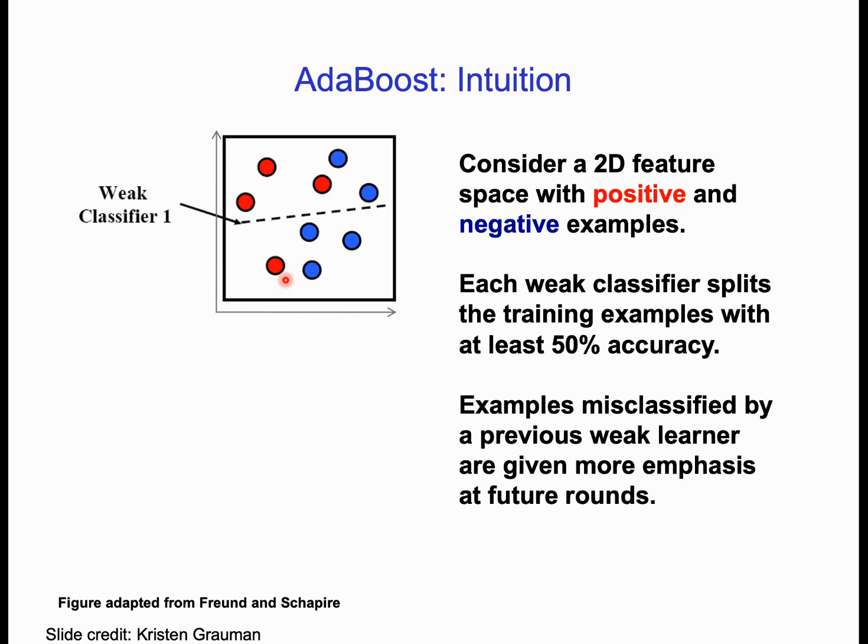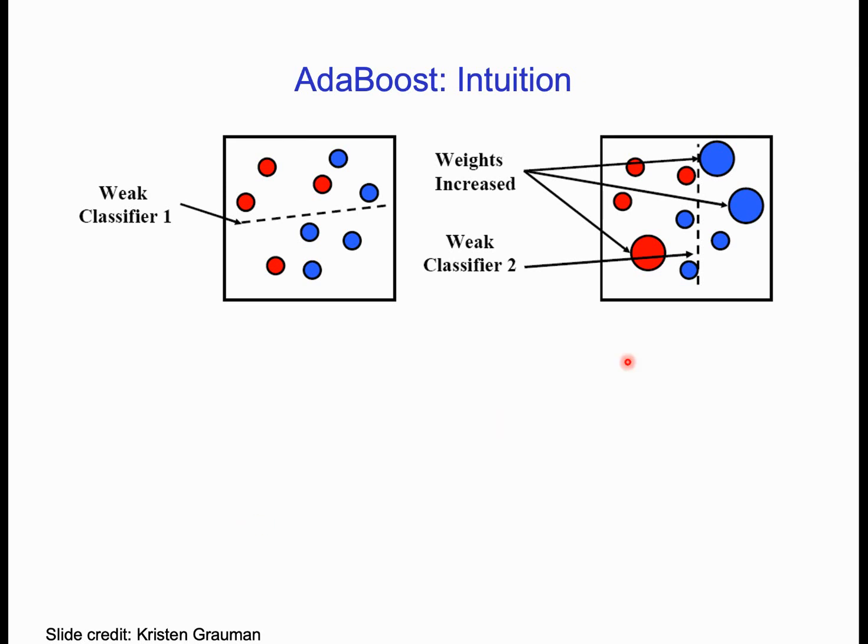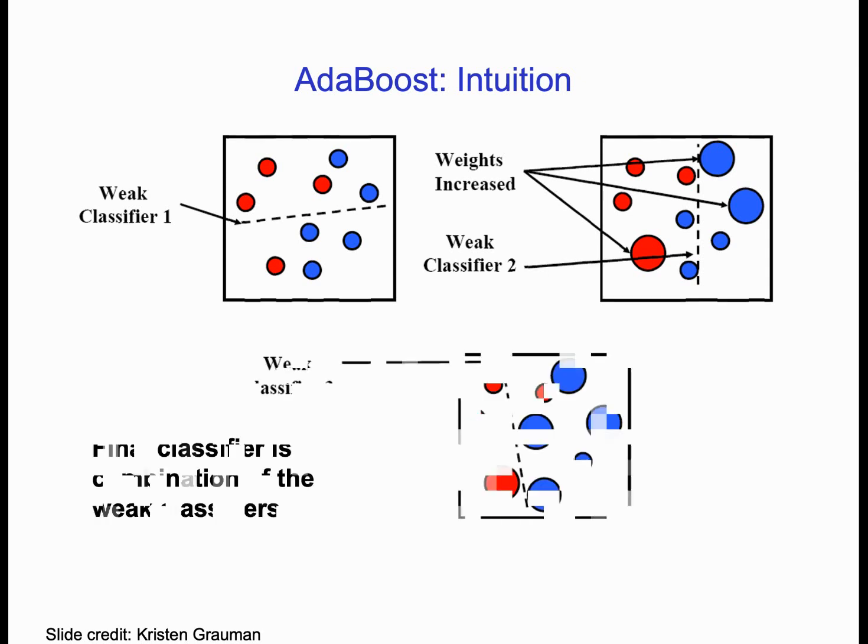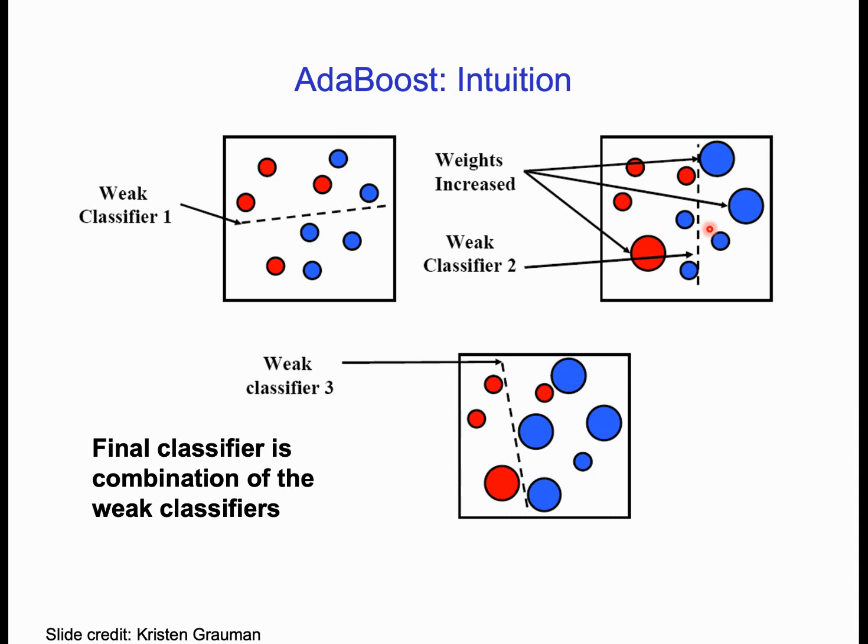In the next step, when I want to add a new weak classifier, I simply upweight the misclassified ones and find a new classifier. Again, it has to do a little bit better than chance. Now, when I combine these two, I see that I get a classifier that's quite accurate. It only makes one mistake in the red class and no mistakes in the blue class. So by combining the two weak classifiers, I get a stronger classifier.